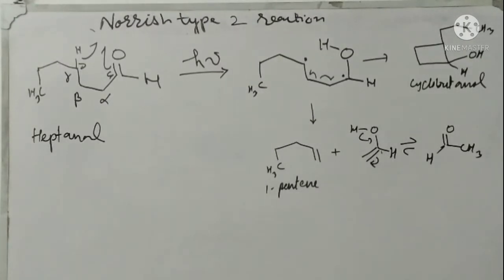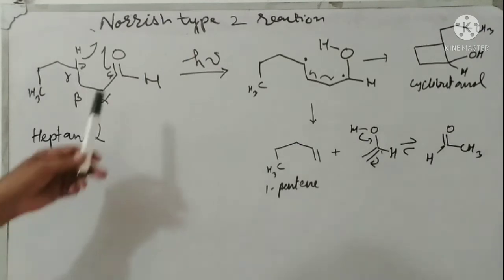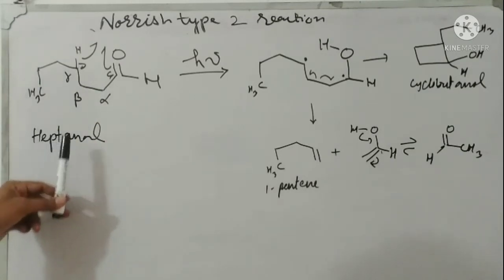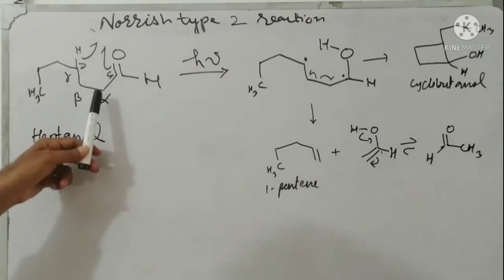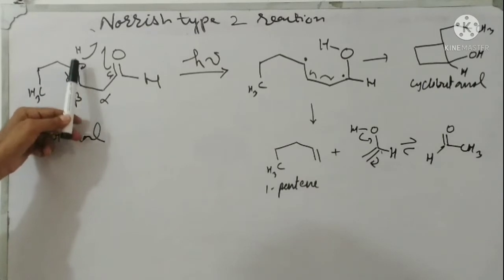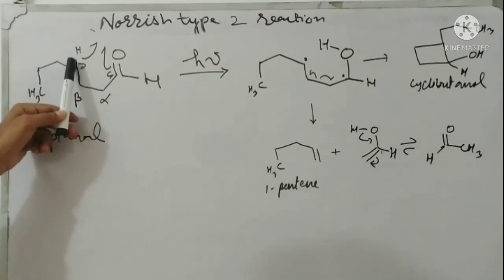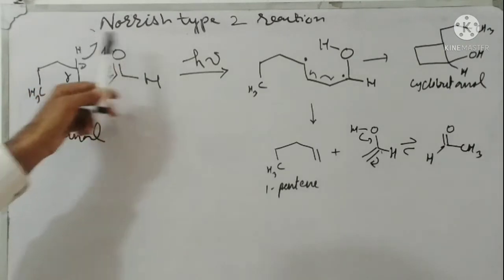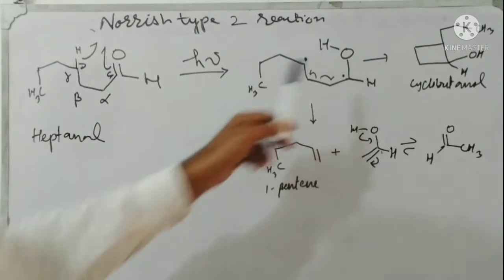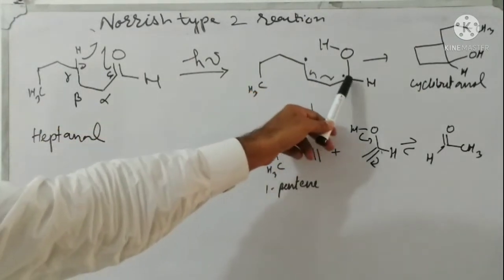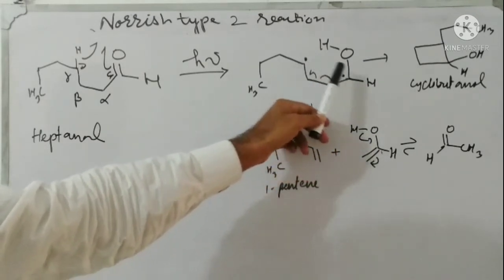So this is the first example. This is heptanal, a 7 carbon aldehyde. So this is basically photolysis of heptanal. This is the alpha carbon, this is the beta carbon, this is gamma. So this gamma carbon has 2 gamma hydrogens. One of the hydrogens undergoes homolytic cleavage, this hydrogen radical and this oxygen radical form this single covalent OH bond, and then we form here a 1,4 diradical. If we count here 1, 2, 3, 4, so 1,4 diradical.